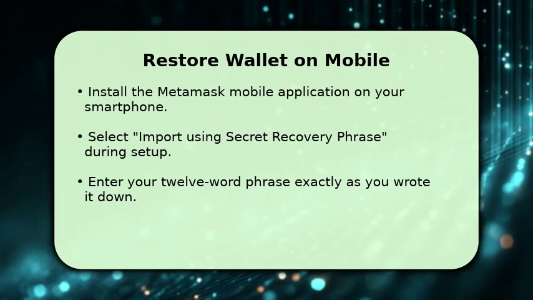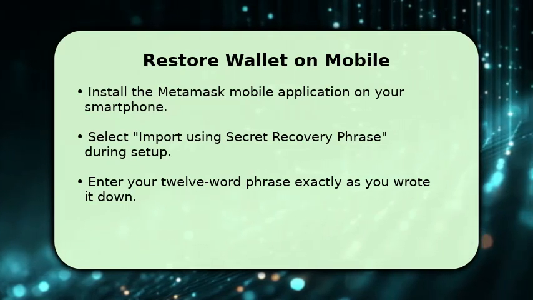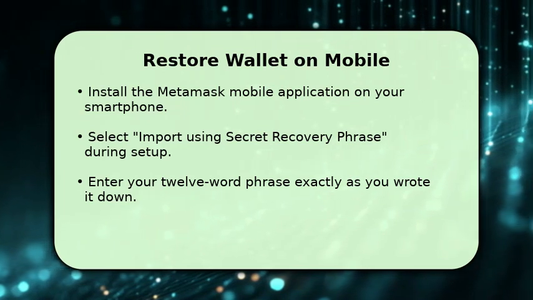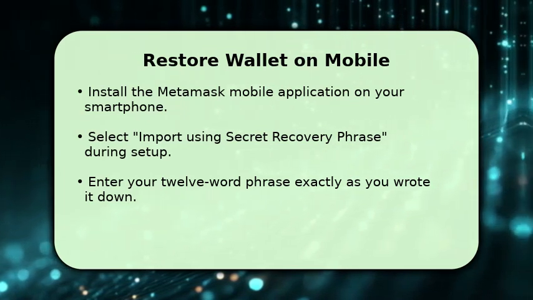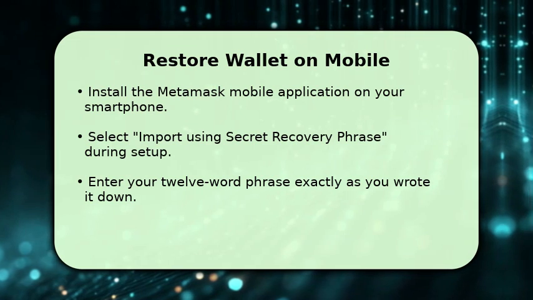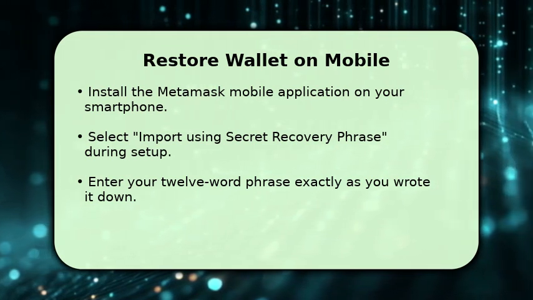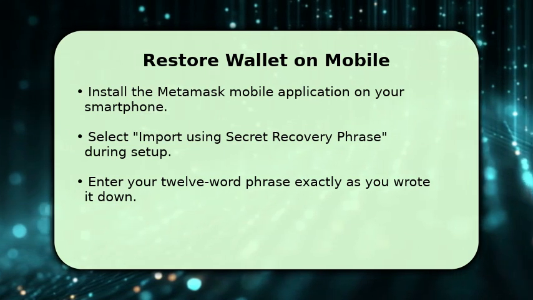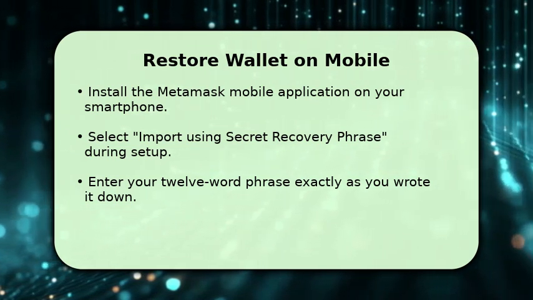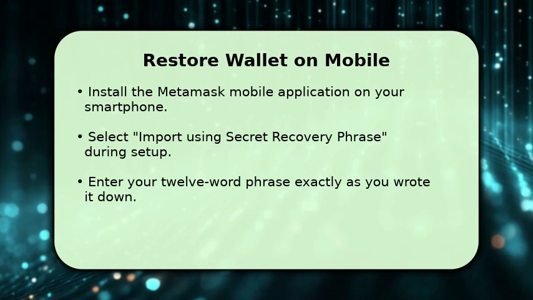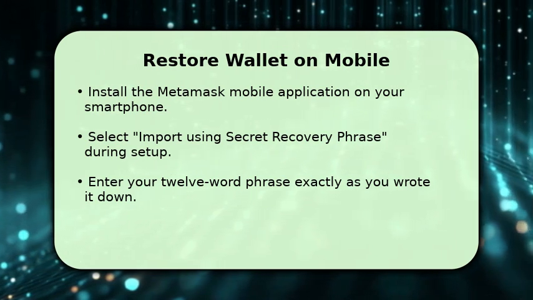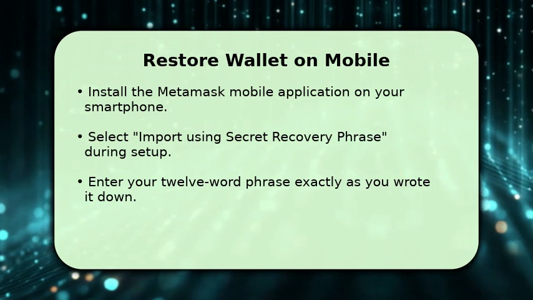Now, let's move to your mobile device. Download and install the official MetaMask application from your App Store. When you open it for the first time, you'll be presented with options. Choose Import using Secret Recovery Phrase. Carefully input the 12-word phrase you just retrieved from your desktop wallet. Double-check every word for accuracy and correct spelling.